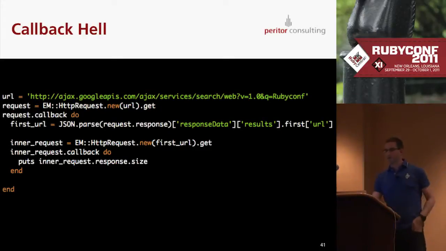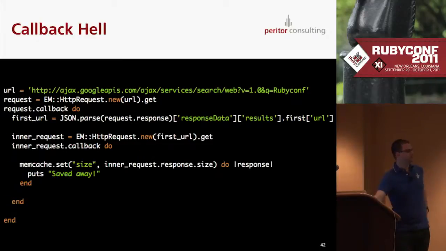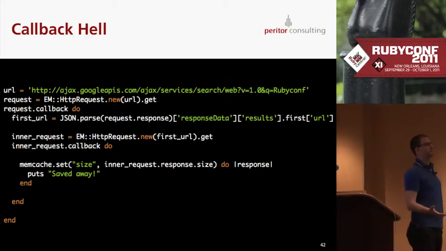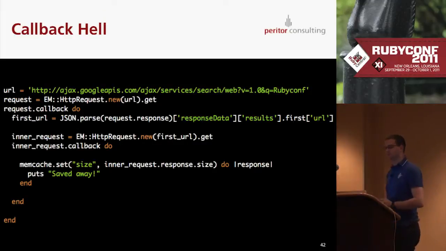And once we have the size, we don't want to print it. We want to store it somewhere. So let's store it in memcache. Again, we have a nested callback. We have to call memcache and register a callback so that once the saving is done, we get notified. So it's very easy to get nested callback by callback by callback, which at some point is very hard to read, very hard to debug, and to understand what is happening.